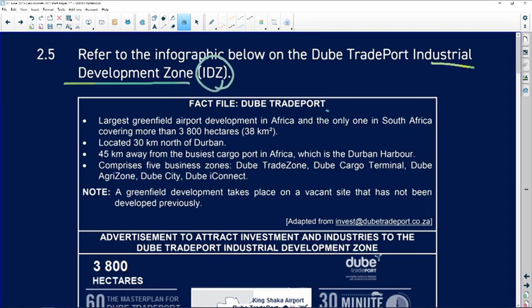Now, if we quickly have a look at the Dube Trade Port, okay, it's the largest greenfield airport development in Africa, right? As you can see, it's 38 square kilometers. It's roughly 30 kilometers north of Durban. Okay, so it's to the side of Umhlanga, moving north, Ballito side, 45 kilometers away from the busiest cargo port in Africa. So already you can see we're dealing with imports and exporting.